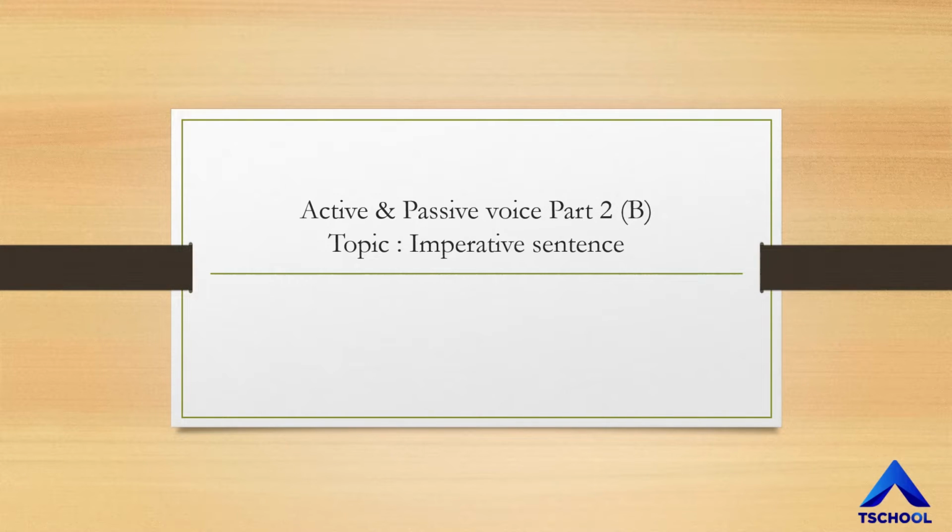What did we discuss in part 2A? That was about the interrogative sentence. What is the interrogative sentence? In which there is a question mark. I divided that topic into two parts, that is the yes-no type and the WH type.